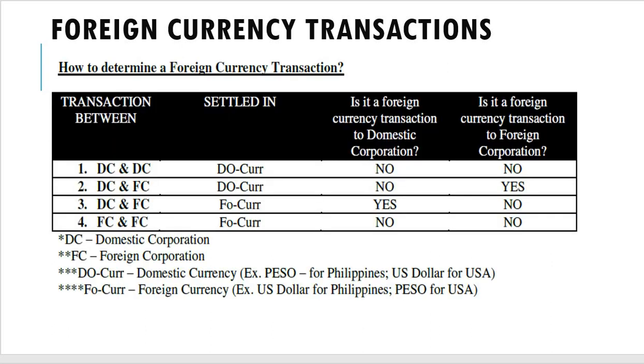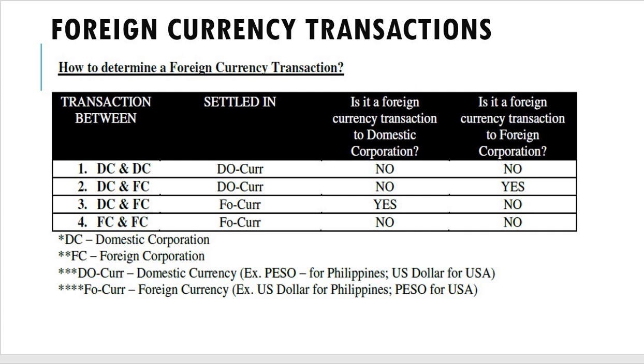So, how do we determine if it's a foreign currency transaction? If it's a transaction between a Philippine firm or a domestic corporation and another domestic corporation, but it is to be settled in our domestic currency, which is actually the peso, then it is not a foreign currency transaction. Kasi nga hindi siya exposed to changes in exchange rate or risk, so there will be no gain or loss.